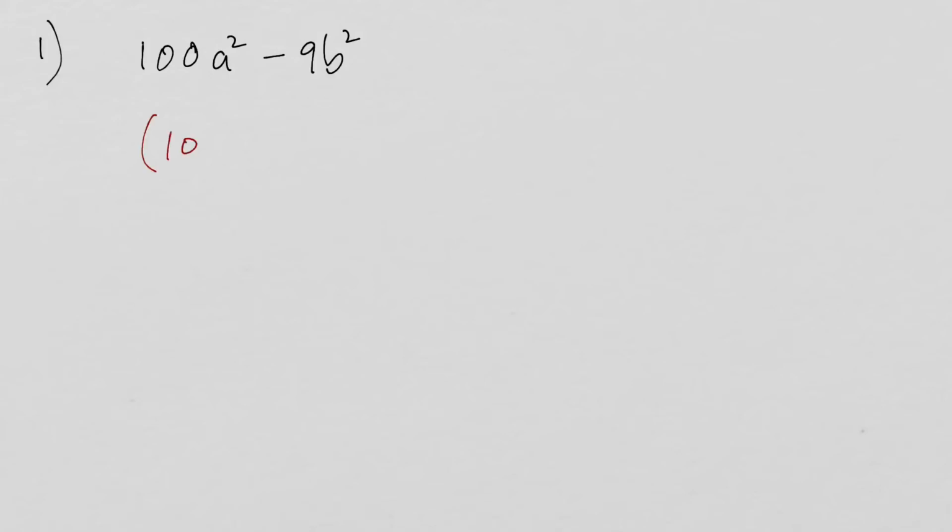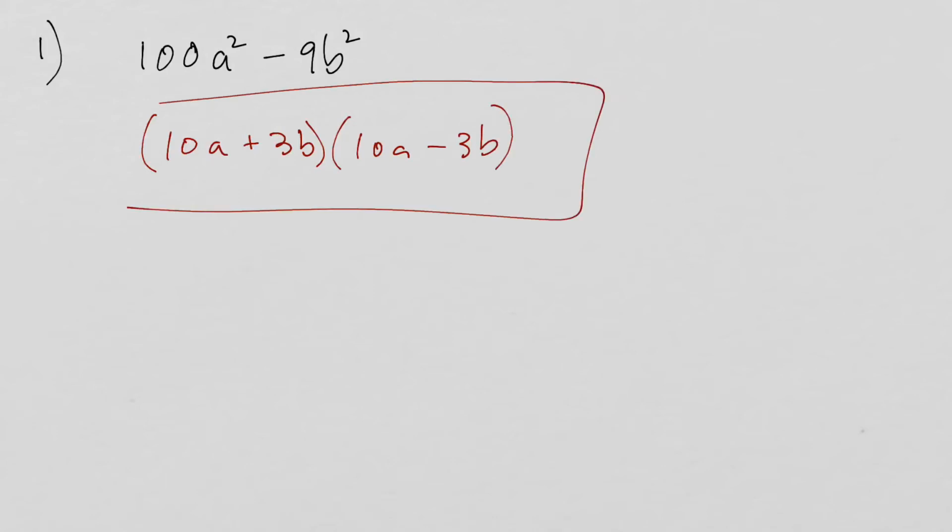So the conjugate pairs would be 10a plus 3b times 10a minus 3b. Whenever you see the difference of two squares, it's always conjugate pairs.